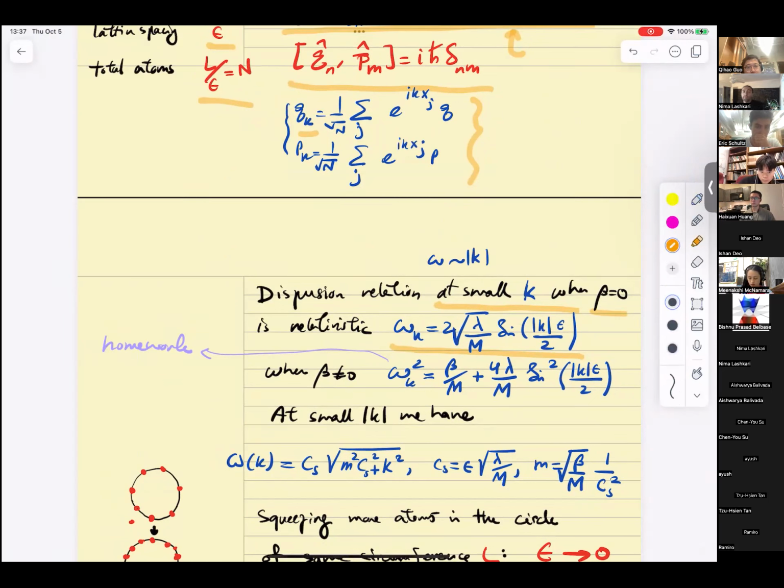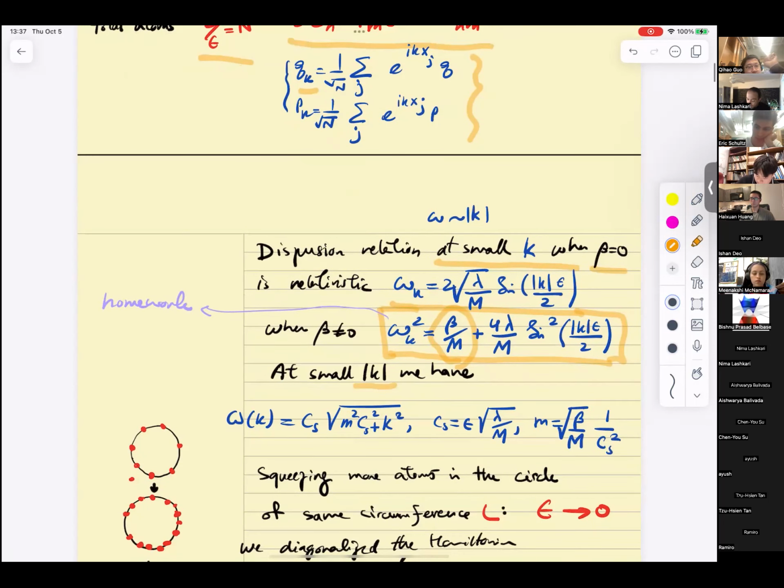Now, if you include the beta term, this is a homework problem, you find that your dispersion is modified by the addition of this term to omega squared. And if again you take a small epsilon, small k limit, you end up with this dispersion, where C_S is the speed of sound, right? The speed of sound was the coefficient that was sitting here. It was epsilon times the square root of lambda over m in the previous calculation.